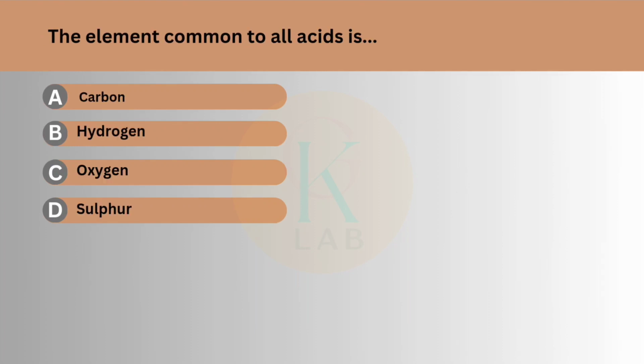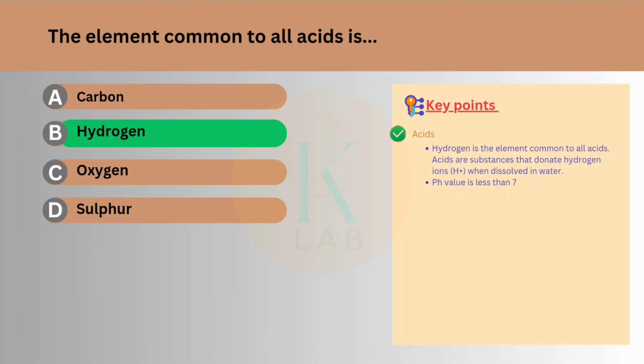Next question. The element common to all acids is. Option B, hydrogen. So it is the correct answer. Some important key points. Hydrogen is the element common to all acids. Acids are substances that donate hydrogen ions, that is H+ ions, when dissolved in water. The pH value of an acid is less than 7. You know that 7 represents the neutral solution. If it is less than 7, it is acidic, and if it is more than 7, then it is a basic solution.